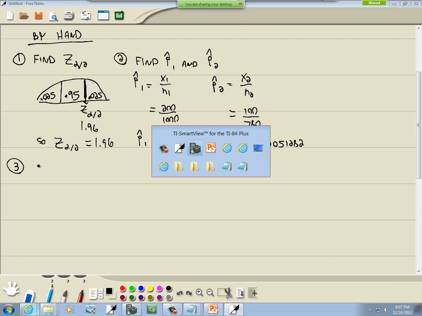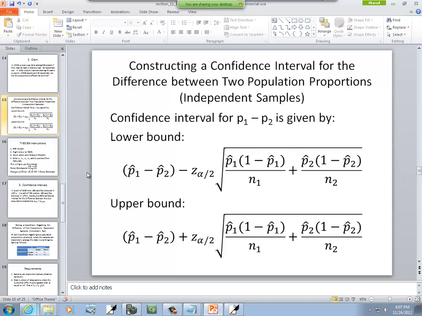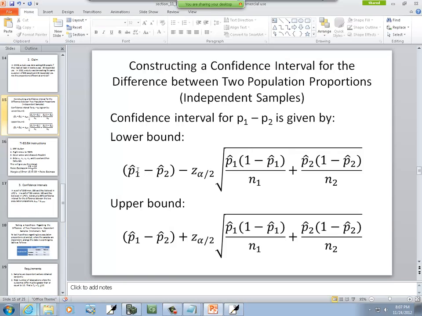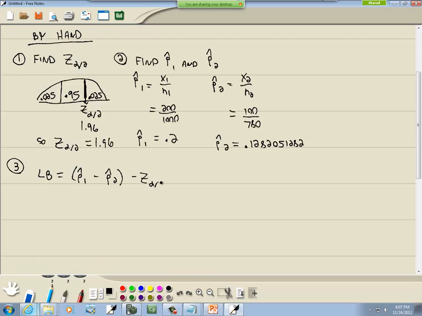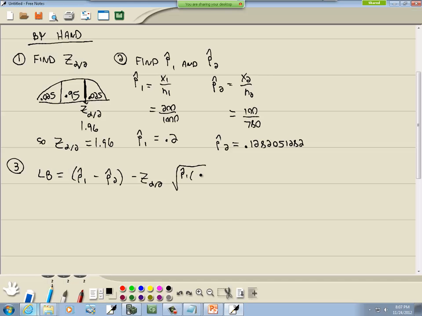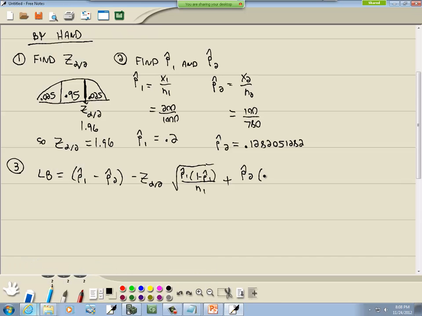So then, from our formula, our lower bound is going to equal P hat sub 1 minus P hat sub 2 minus Z alpha divided by 2 times the square root of P hat sub 1 times 1 minus P hat sub 1, all over n1, plus P hat sub 2 times 1 minus P hat sub 2 all over n2.